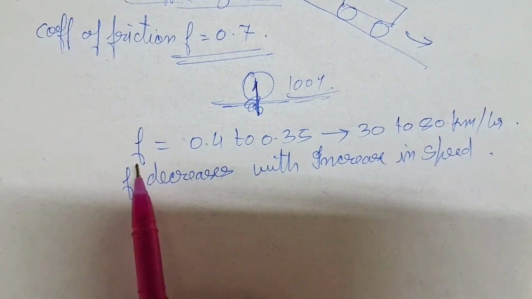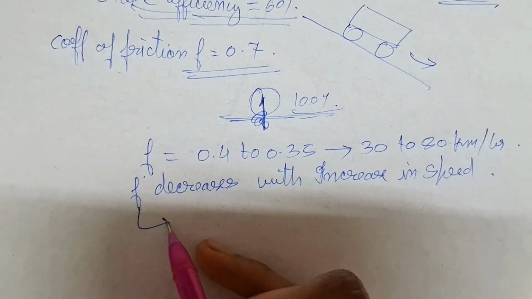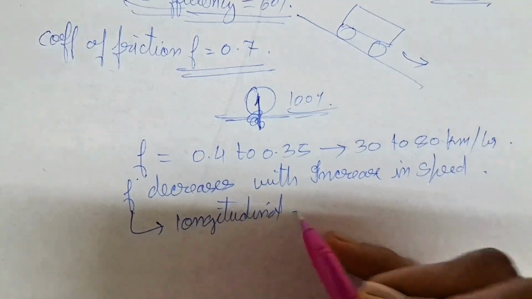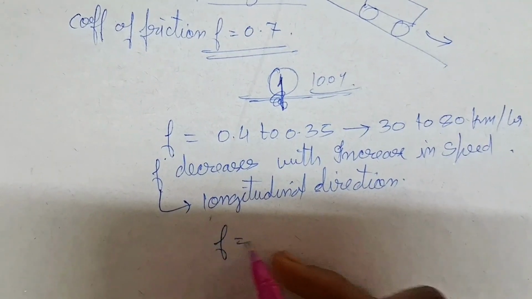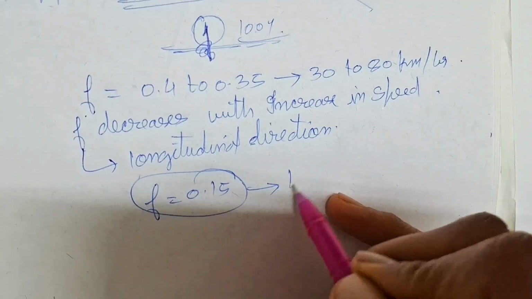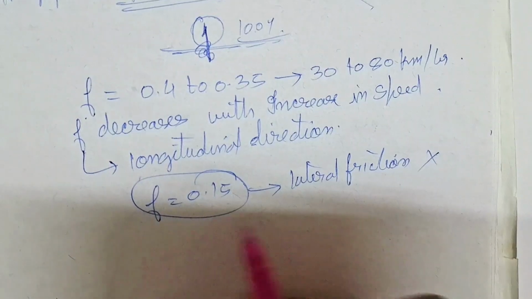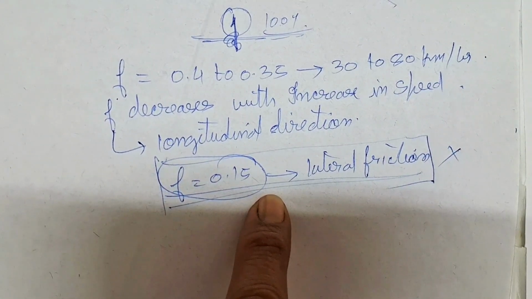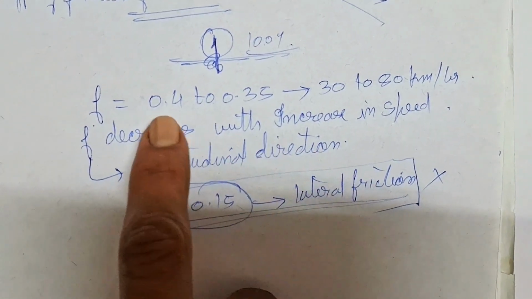But always remember this f value is the coefficient of friction in longitudinal direction. Okay, this is in longitudinal direction. Don't get confused with lateral direction, because that value f will be 0.15, which we will be using in super elevation, right? So this is lateral friction. So here we are not concerned with this, but this value is different. Lateral friction we are taking 0.15, and in longitudinal friction we are taking the value of f as 0.35 to 0.4 around.